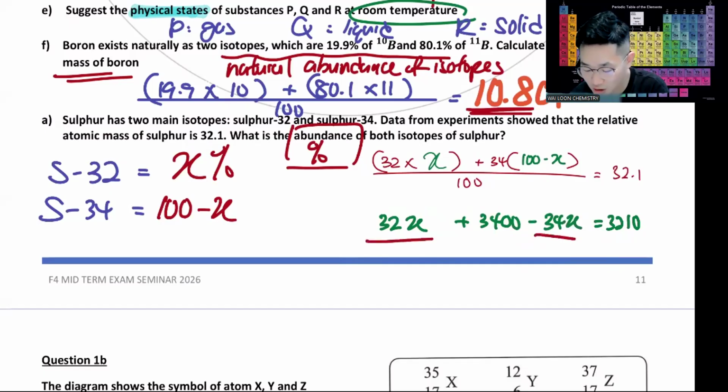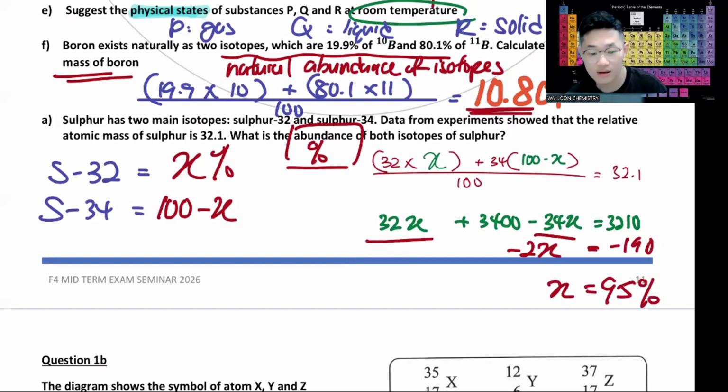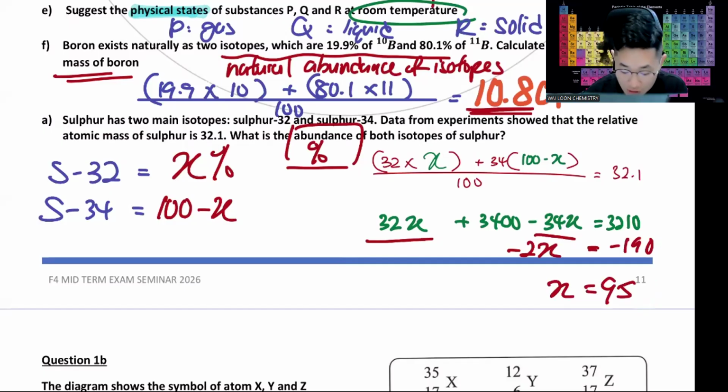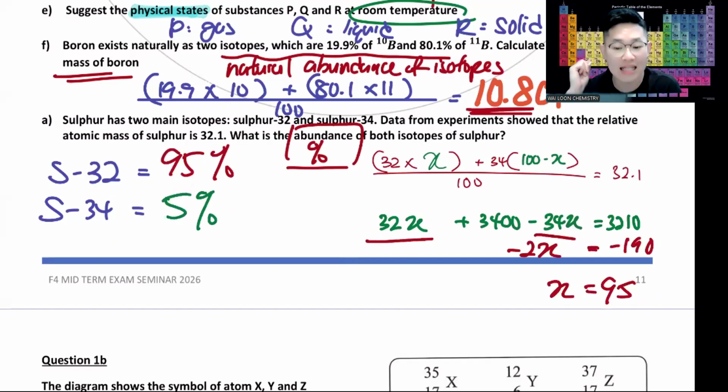32X minus 34X is negative 2X. Move this thing to the other side. You get negative 190. So in the end, X is equal to 95. So sulfur 32 is 95%. Then how about sulfur 34? You use 100 minus the X, minus the 95, so it will be 5%. Like that.